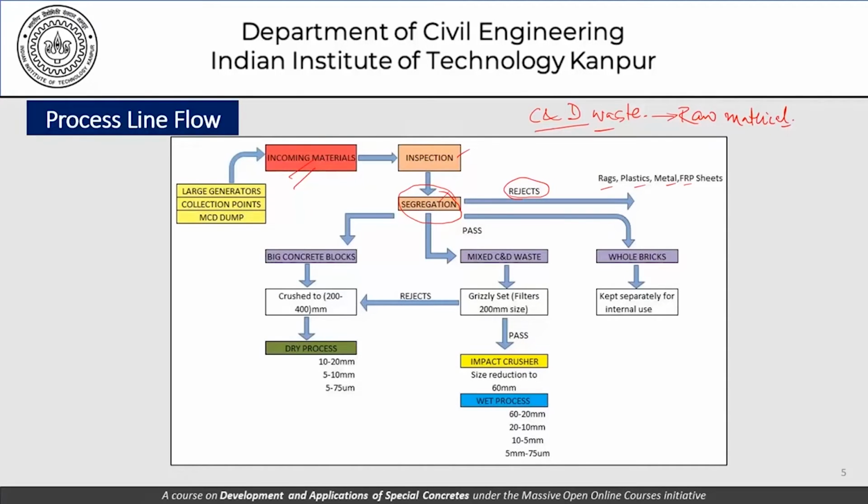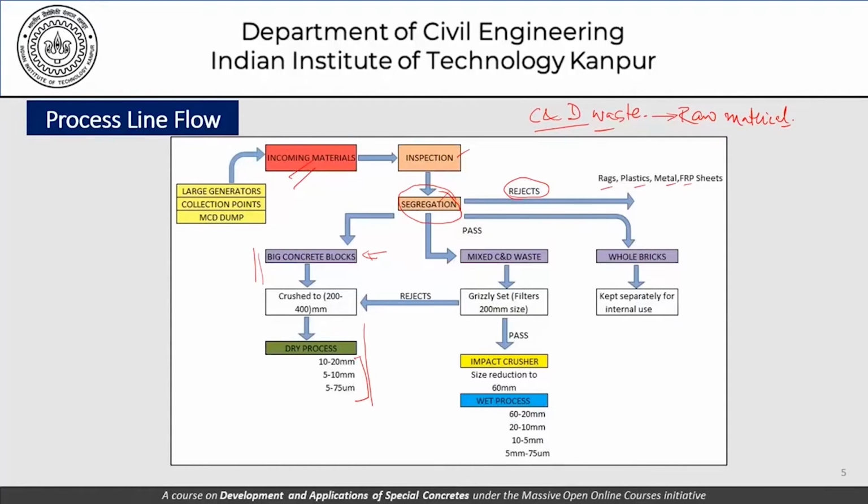The second part of this segregation process is taking out big concrete blocks, which can then be crushed to 20 centimeter to 40 centimeter kind of blocks, and then using a dry process crushed further to 10 to 20 mm, 5 to 10 mm, 5 mm to 75 micrometers and so on. So this is basically the dry process applied to large chunks of concrete.